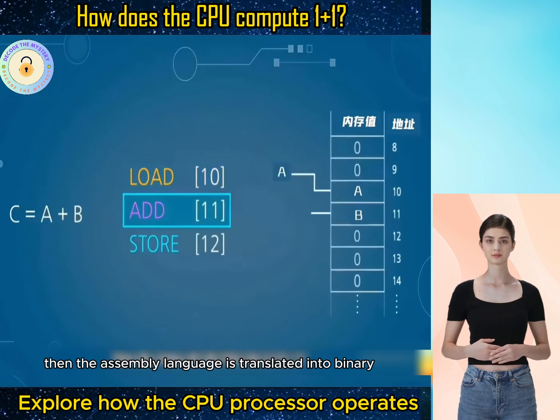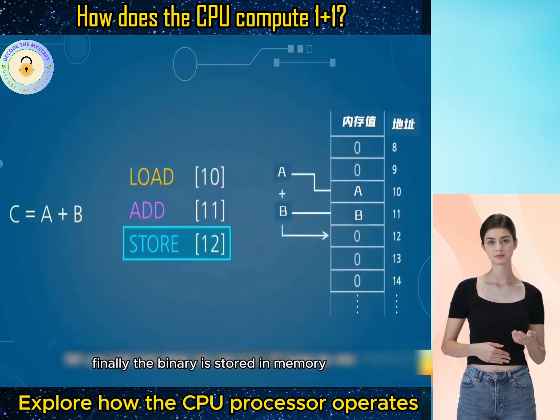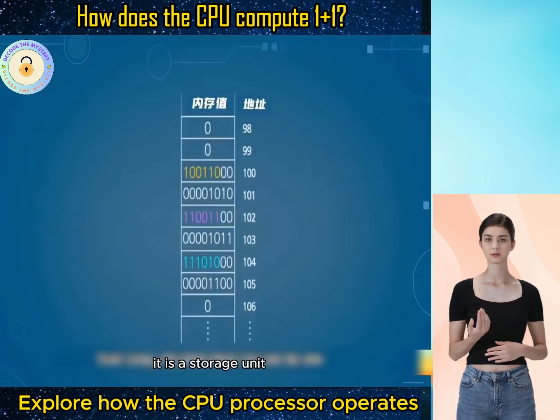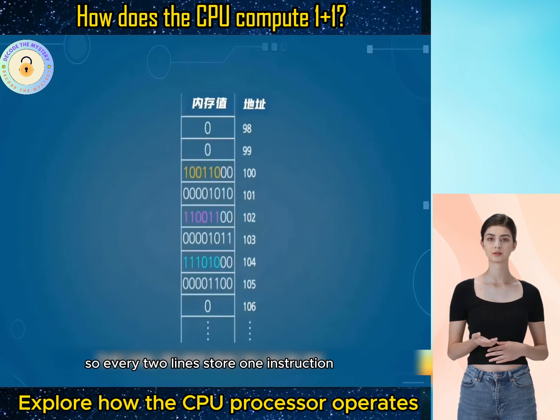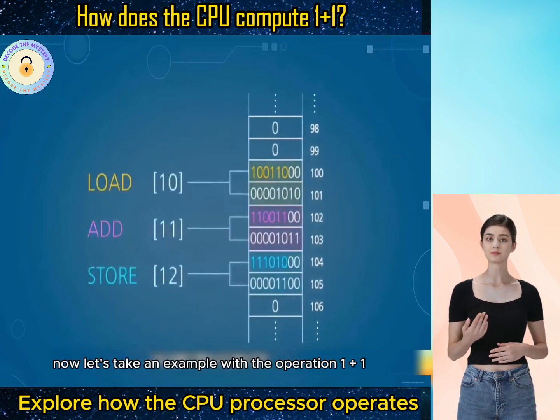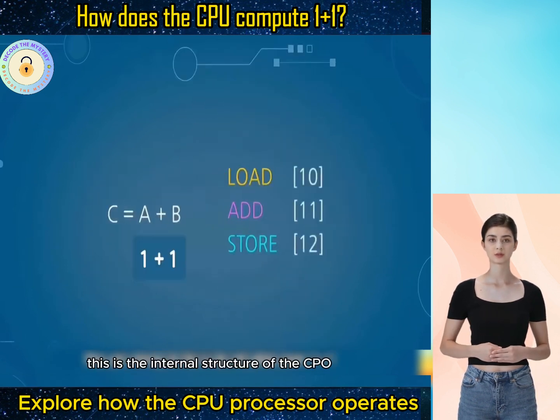Then, the assembly language is translated into binary. Finally, the binary is stored in memory. Since memory is 8-bit binary, it is a storage unit. So, every two lines store one instruction. Now let's take an example with the operation 1 plus 1, to see how the CPU computes it. This is the internal structure of the CPU.